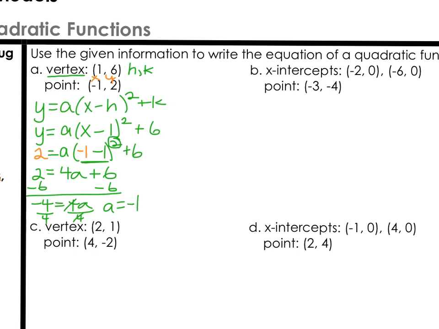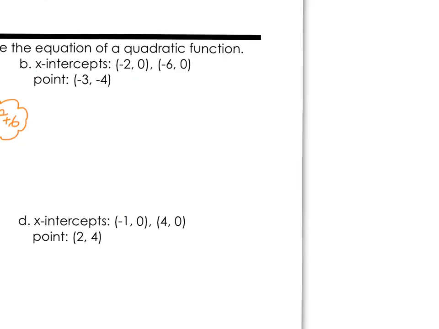Once you know your a value, we're just going to take that and substitute it into our equation where we've already plugged in the h and the k. So we're going to plug in our a value right here. This will give us y equals negative 1, or you can just write a negative if you want, times (x minus 1) squared plus 6. There's the equation of a quadratic function in vertex form that has a vertex of (1, 6) and goes through the point (negative 1, 2).